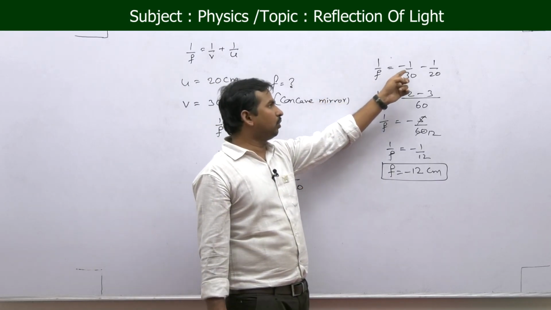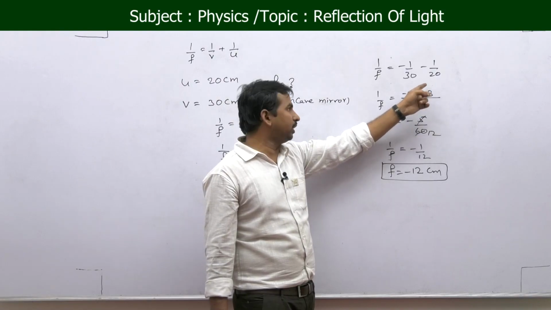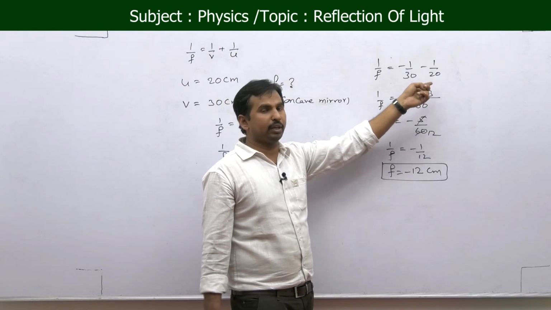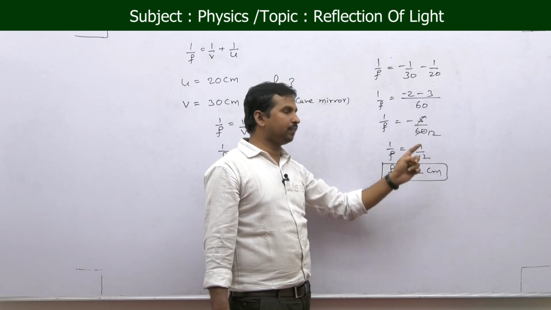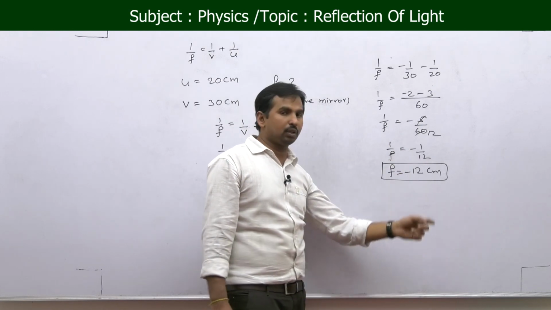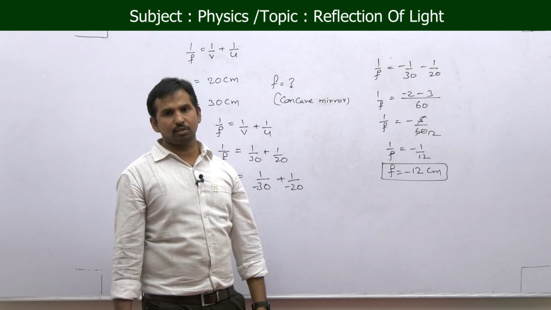So then 1/f is equal to minus 1/30 and minus 1/20. Then 1/f is minus (2 plus 3)/60. Then 1/f is minus 1/12. Then f is equal to minus 12 centimeters, that is.